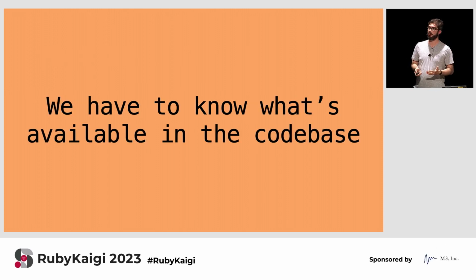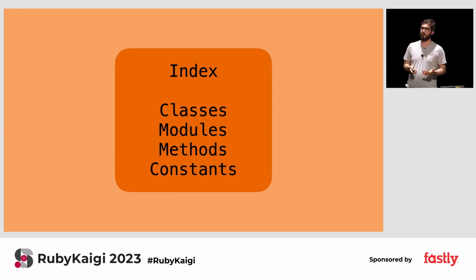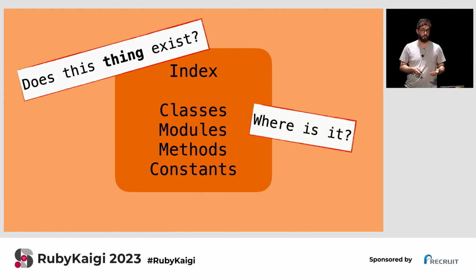In order to jump to the right definition of bar, we need to know everything that is available in the code base, because bar may not be defined in the same file where go-to-definition was requested. In fact, it may not even be defined in your project. It may be coming from a gem. So we need kind of an index object that knows about all of the classes, methods, modules that are available to your workspace in order to be able to ask the index, does this thing that I'm looking for exist? And if it does, then where is it defined?